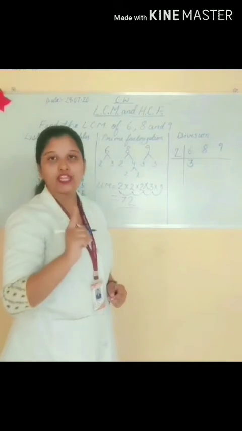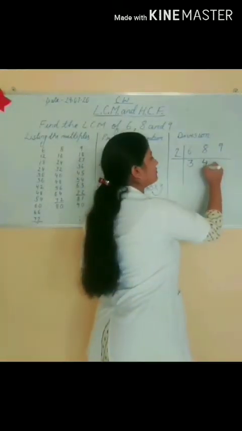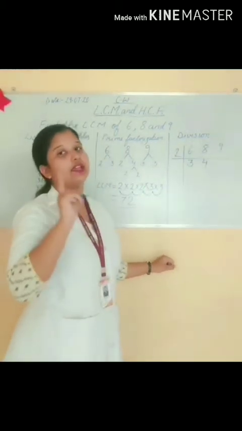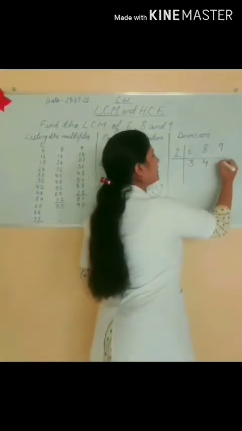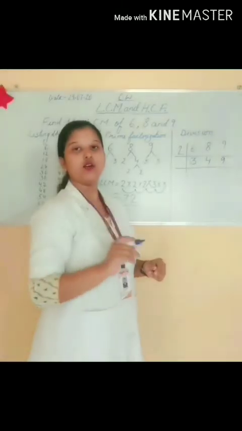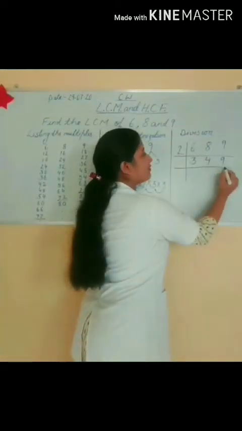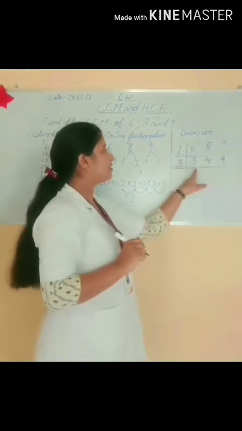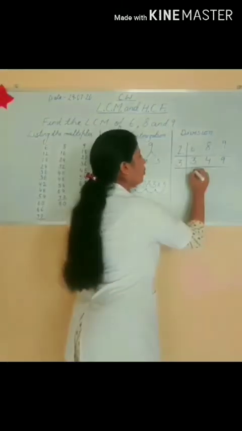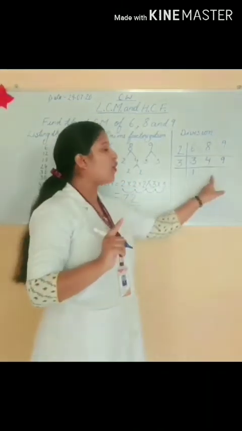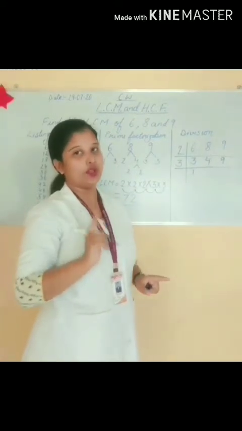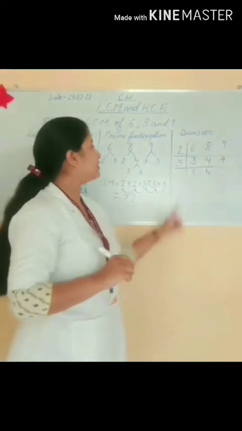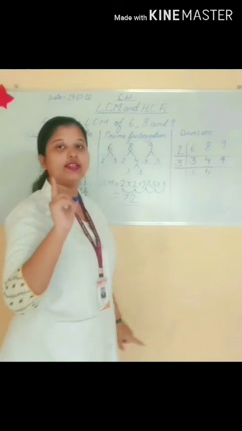When I divide 8 by 2, I will get 4. And when I divide 9 by 2, I will not get any whole number, so I will simply write 9 here. Now we can divide any two of them by 3, so I will write here 3. When I divide 3 by 3, I will get 1. When I divide 4 by 3, I will not get any whole number, so I will simply write here 4. When I divide 9 by 3, I will get 3.